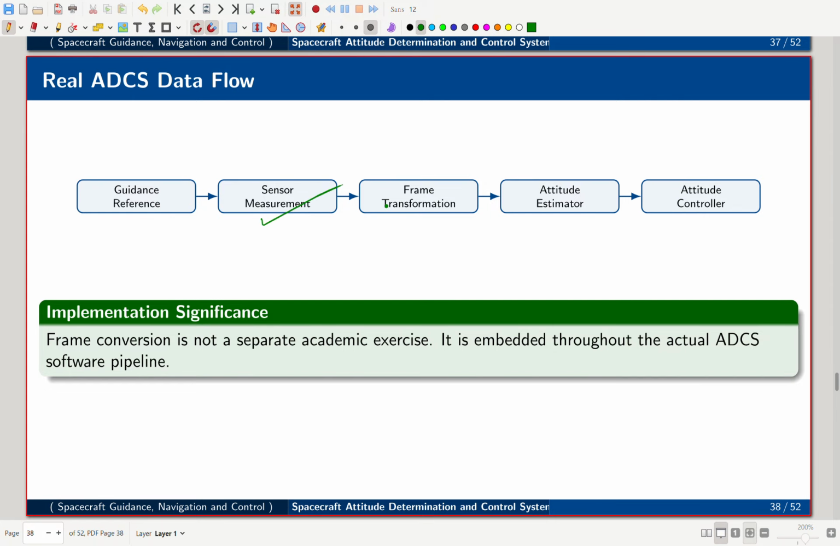Right, so the real ADCS data flow: how we get the guidance reference, then go to sensor measurement and frame transformation, attitude estimator, then attitude controller. I would say this is a rough flow and not a complete controller based on the guidance reference. So first, sensor measurement should be there, and the guidance loop I am not showing here.